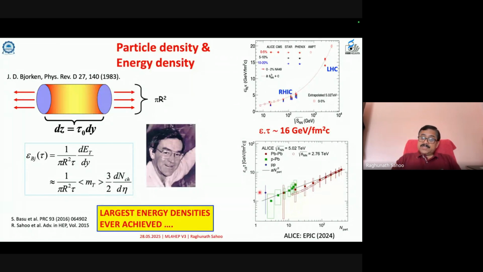So this 1 GeV per fermi cubed is a number which is essentially telling me, from the lattice QCD calculation, which is a theoretical calculation, that a quark-hadron deconfinement transition can happen after 1 GeV per fermi cubed energy density. So that means at the Large Hadron Collider, I am showing the data of ALICE. Similar data is also available from CMS, ATLAS, and LHCb, which are big experiments.